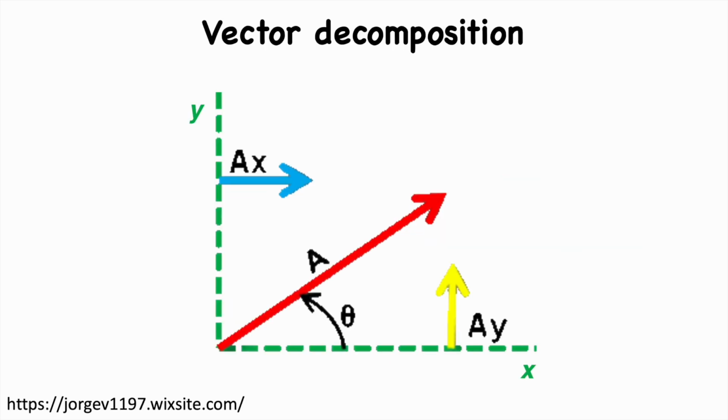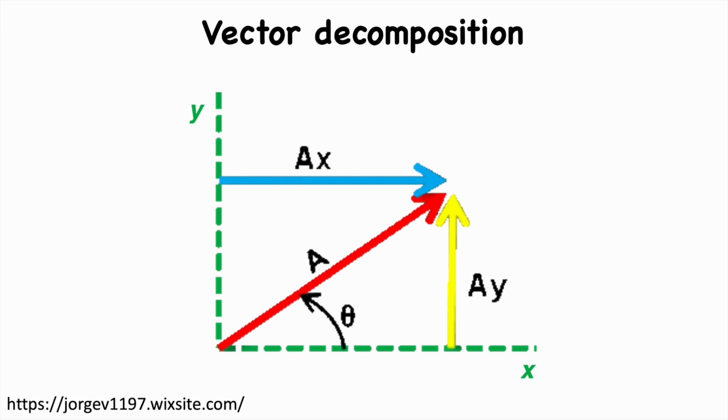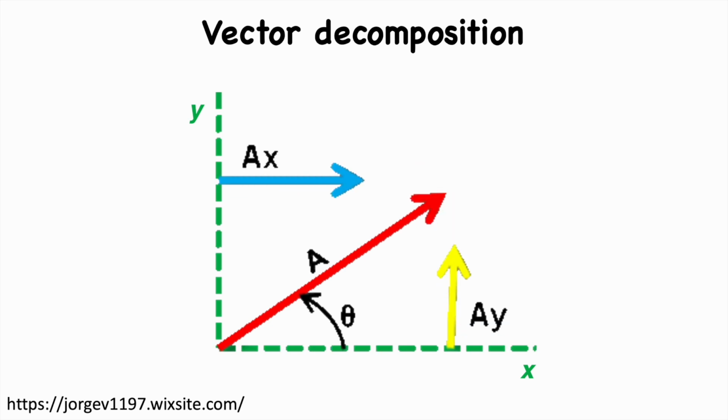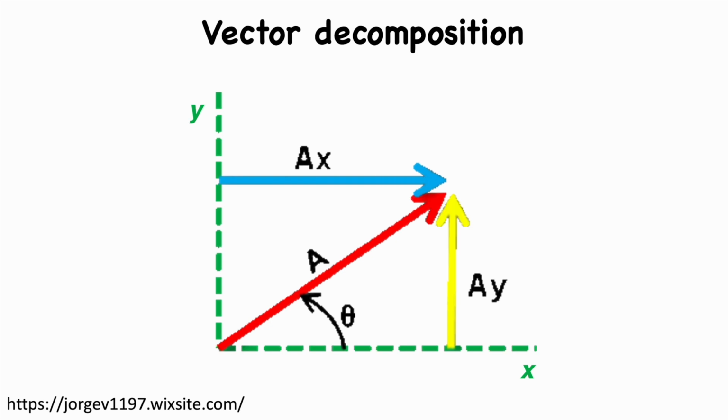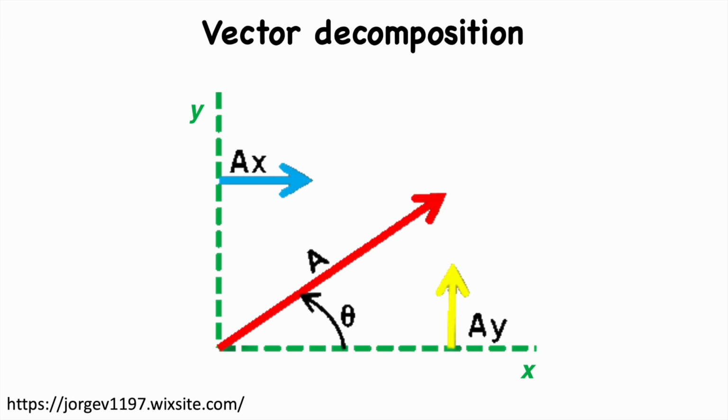Vector decomposition is the opposite to vector addition. The goal is to find the two vectors that can be added to produce another. This image displays the most common decomposition into vectors that are perpendicular or orthogonal to each other.